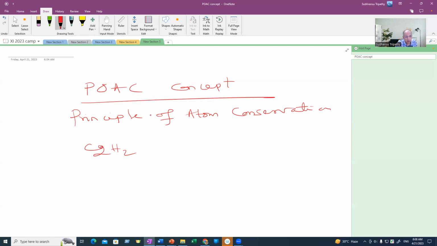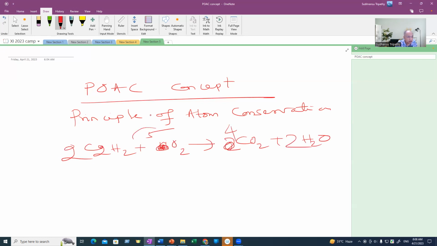C2H2 plus oxygen, the one we did yesterday. You balance this: this is 2, this is 2, this is 5 by 2, this is 2, 5, 4, 2. Now see, the number of moles of the reactant total is 7 and the number of moles of the product is 6. So moles may not be conserved, but atoms will be conserved.